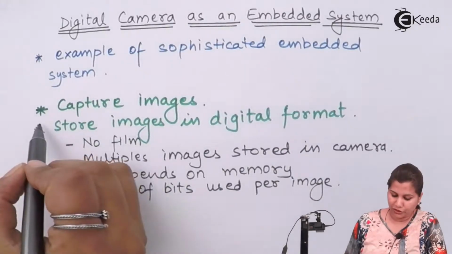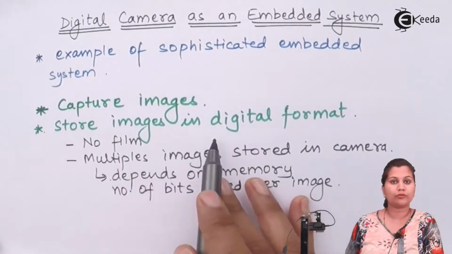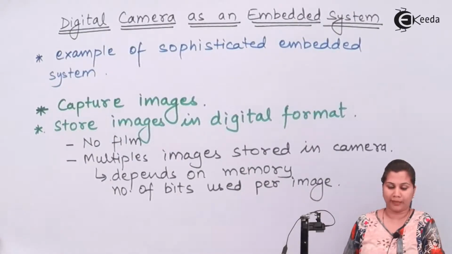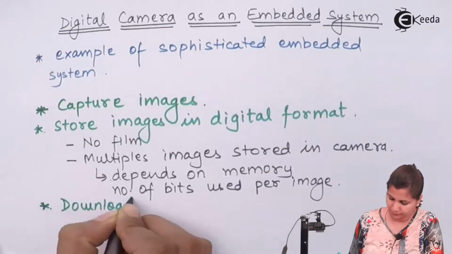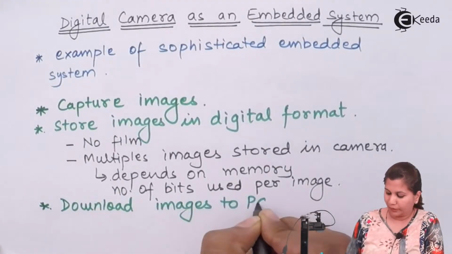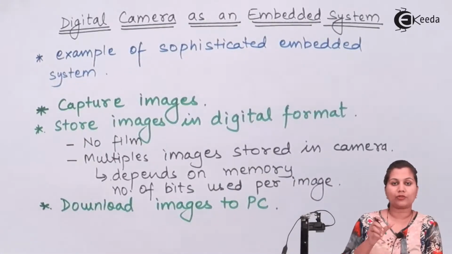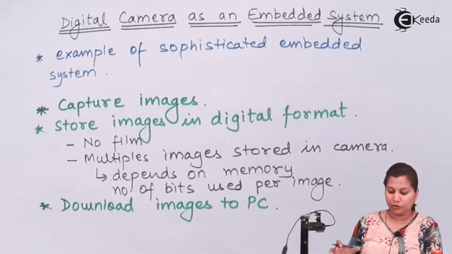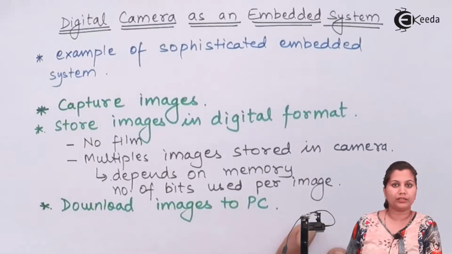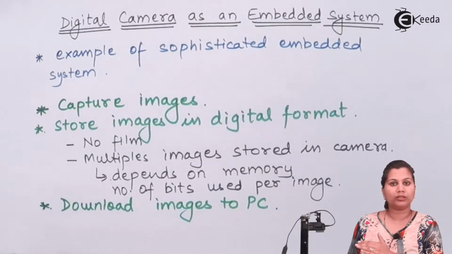So the first function is that it captures the images, and the second function is that it stores the images in digital format. Also, when connected to personal computers, the digital camera is going to download the images captured by it into the PC. That is also a function of the digital camera, and that system is included in it.